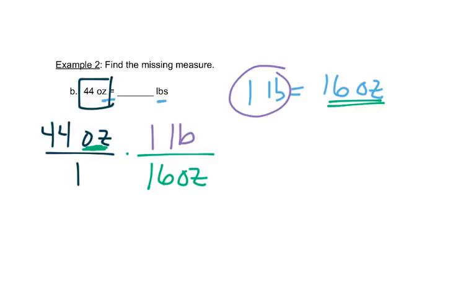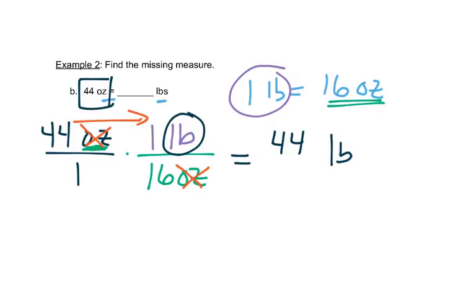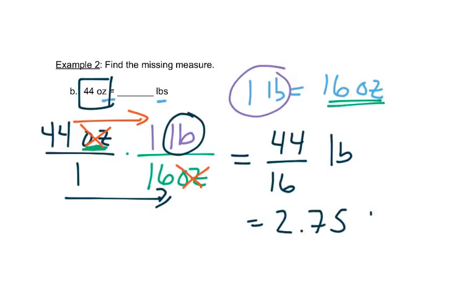And this is good because the ounces that are on the top and the ounces that are on the bottom will cancel each other out, and we can multiply straight across. 44 times 1 is 44. We still have pounds. And then 1 times 16 is 16. So then we need to do 44 divided by 16, and we get 2.75 pounds.